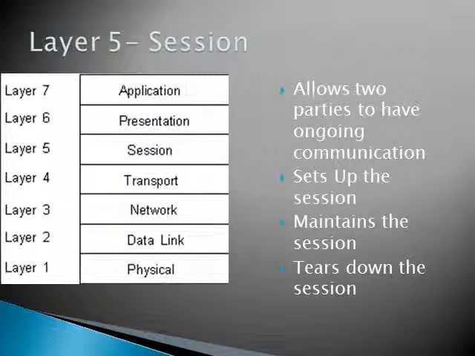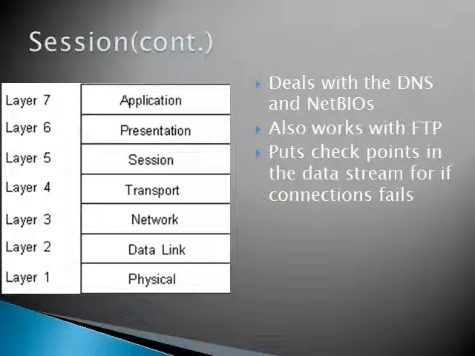Layer 5 is the session layer. This layer allows two parties to have an ongoing communication. It sets up the session for the communication, maintains it, and then tears it down when communication is over. The session layer deals with DNS and NetBIOS. It also works with FTP. It puts in checkpoints for the data stream, so if the communication fails, it will know where to restart again. The primary data unit, or PDU, for the first 3 layers is data.